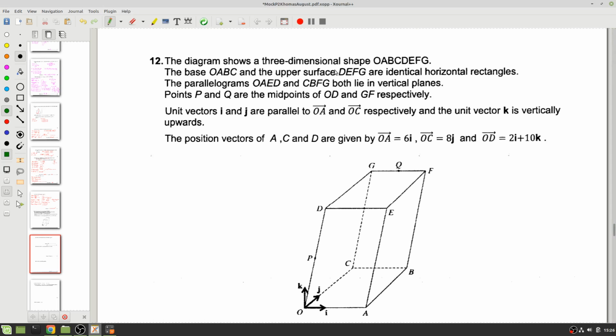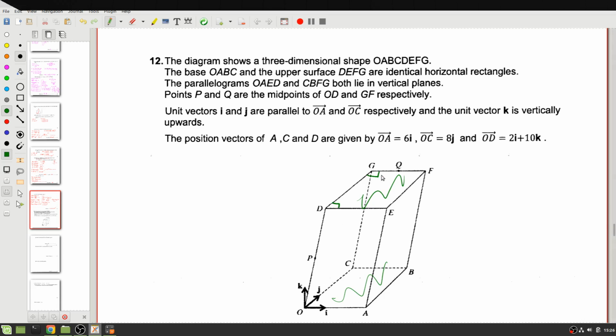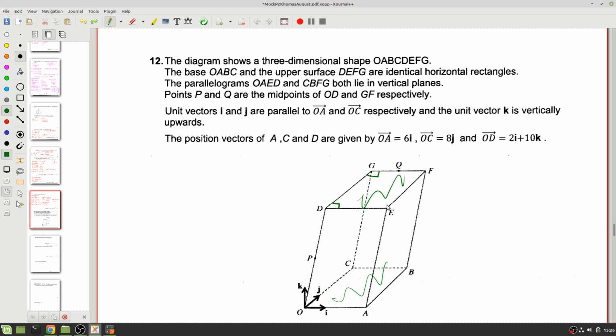The diagram shows a three-dimensional shape OABCDEFG, this shape here. The base and the upper surface are identical horizontal rectangles. Okay, that's good. So we know these are 90 degrees in case that plays a role, but they are identical.